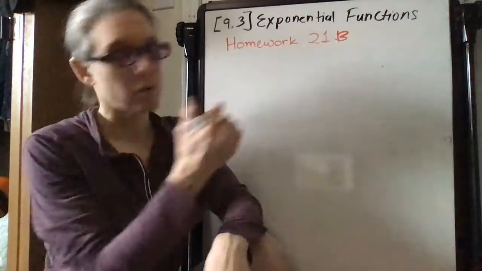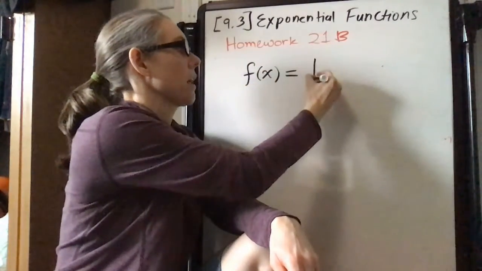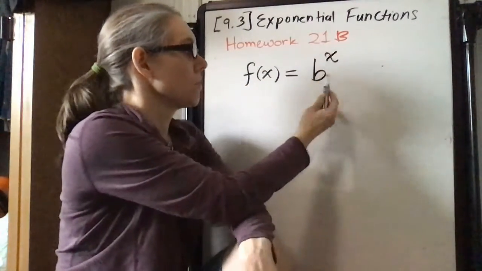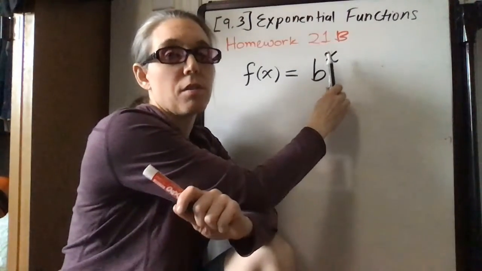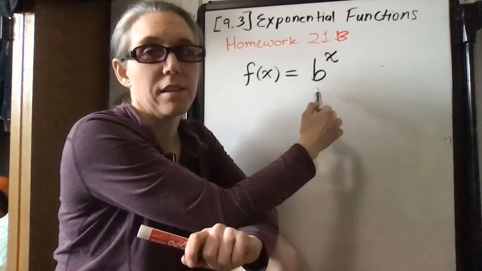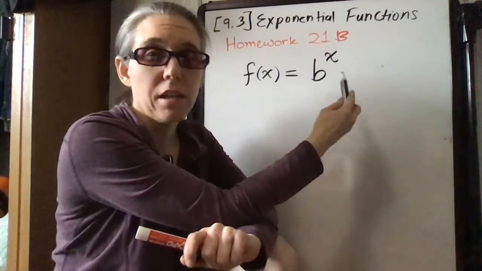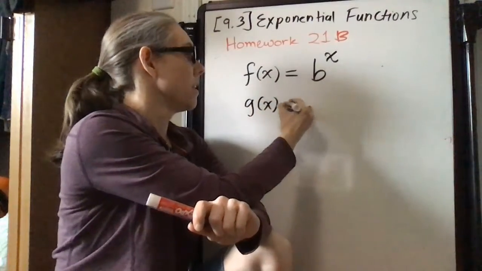So for a general form, an exponential function will look like this. You'll have a base, and that base will then be raised to the variable x. So there's your exponential function. Sometimes the base is also multiplied by something, so sometimes you will see it with a number out in front.